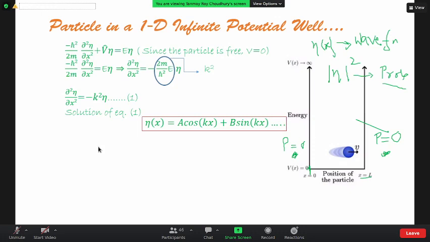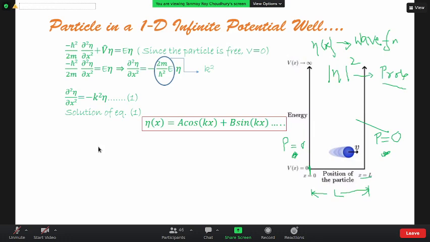No, 0. Boundary. Why would L be 0? L is the width of the box. L is the width of the box. Why would L be 0? The particle is constrained. The particle is restricted to move within x equal to 0 and x equal to L. That's it.